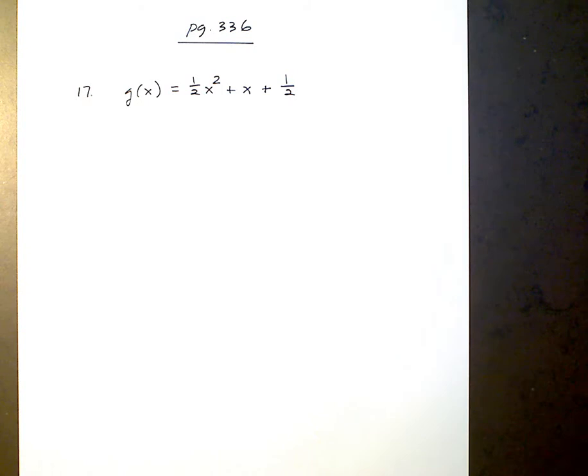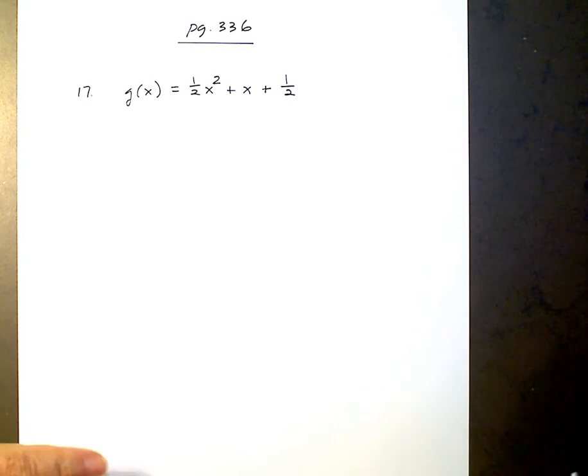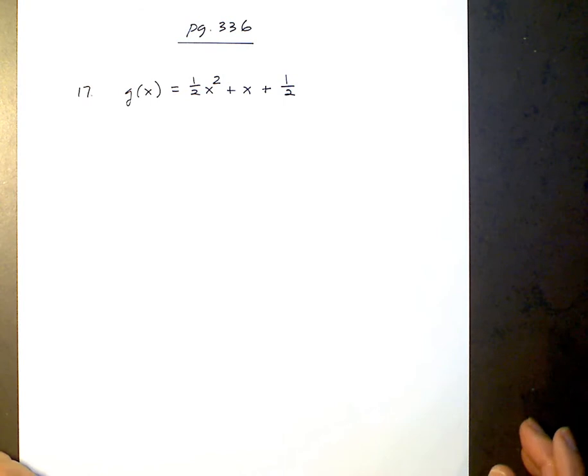Okay, this is number 17 on page 336, and this is a quadratic function that I'm going to rewrite in vertex form, name the vertex, and then make a sketch of the graph just using the vertex, the general shape of the graph, and the direction of opening. So it's not going to be a detailed graph, but a good, decent sketch.